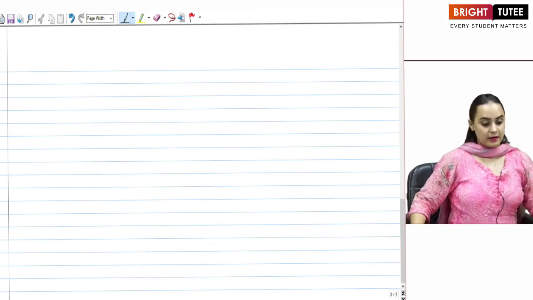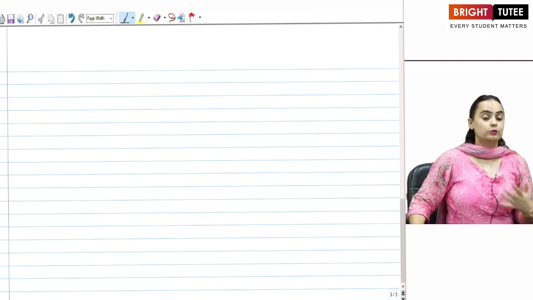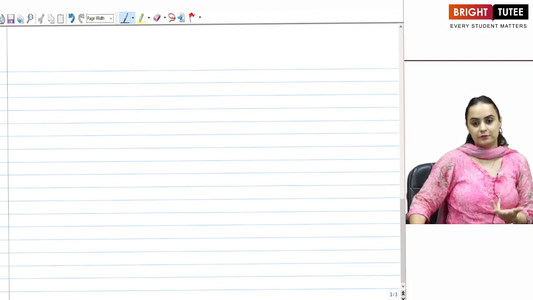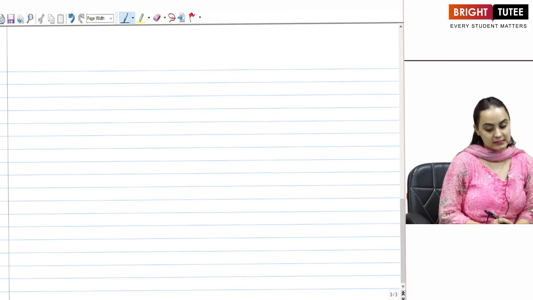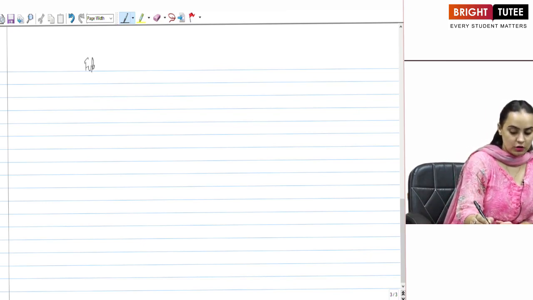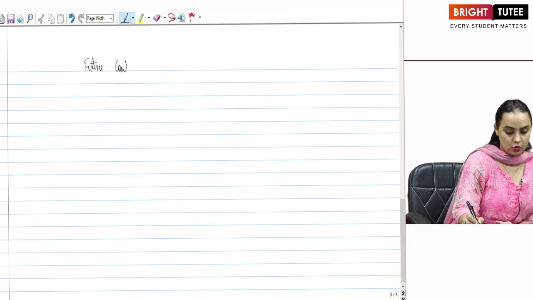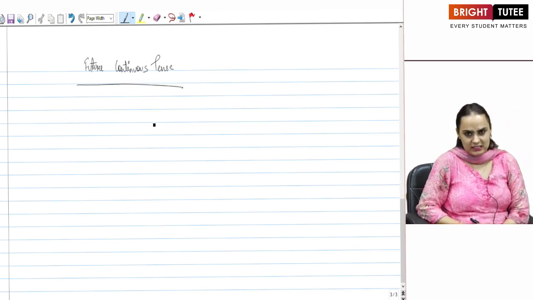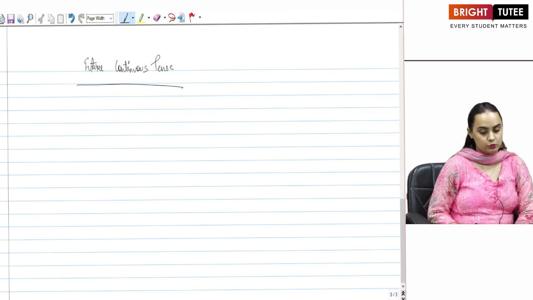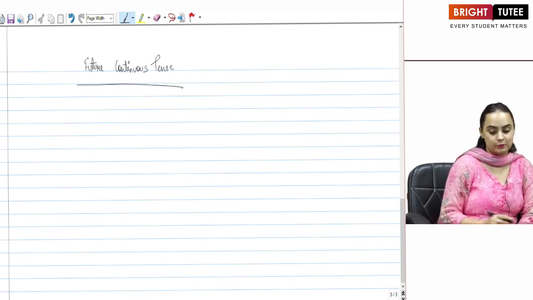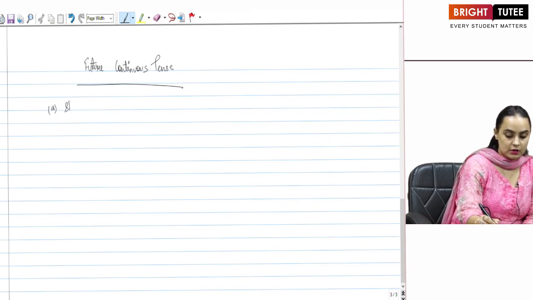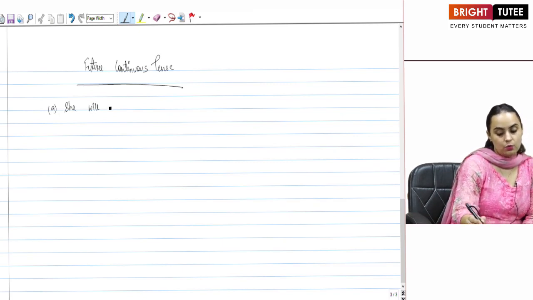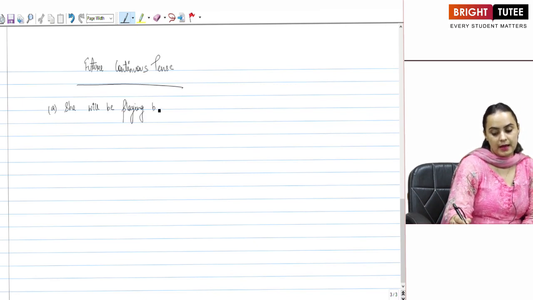Next, I forgot about the future perfect continuous tense, the future continuous tense, so let us discuss it. Future continuous tense. Now this is not very much used, this is not very much in practice, but still we are going to learn about it. So first let us look at the example. She will be playing badminton.